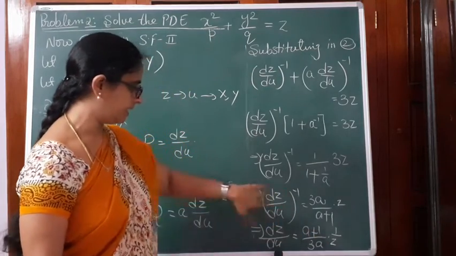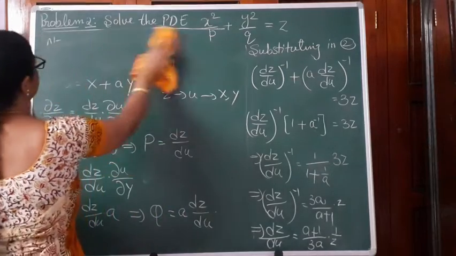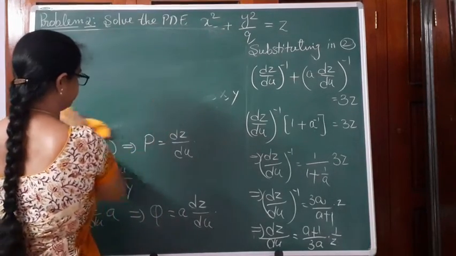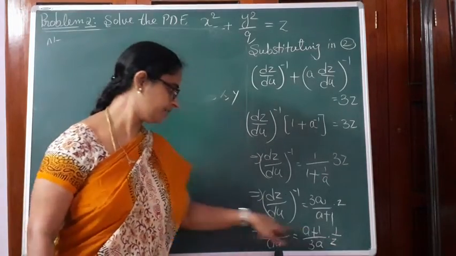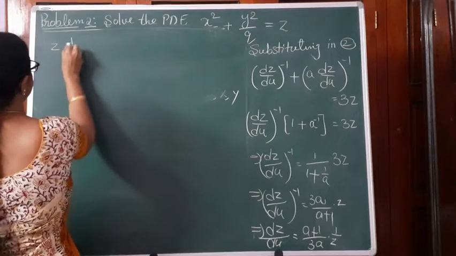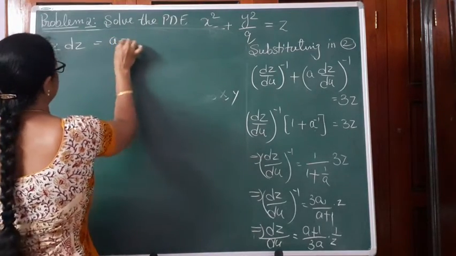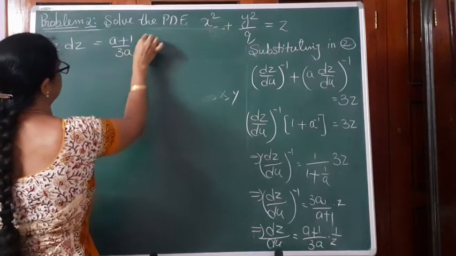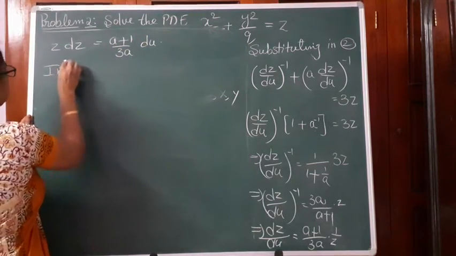Now separate the variables. Bring z terms towards dz and take du towards the right hand side. So we get z into dz is equal to a plus 1 by 3a into du. Now integrate both sides. Integrating both sides.